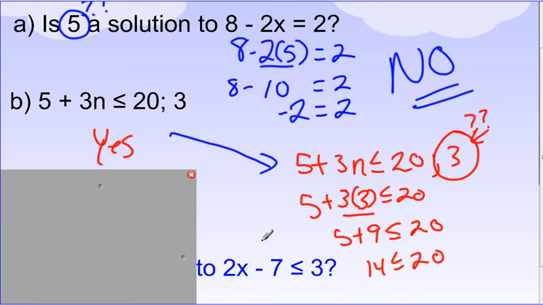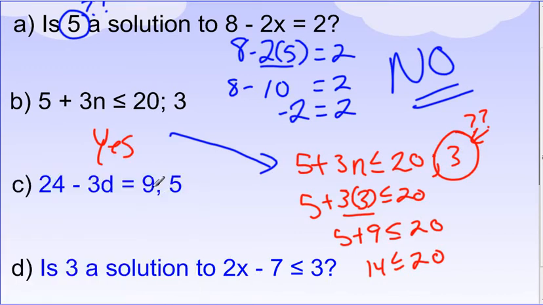So that is how you check an equation or an inequality. You plug the number you get in for the variable and see, do you get a true statement after you've done all the math? Okay? So I've done A and B. It's time for you to do C and D. There's C, there's D. Go ahead, pause the video, do those two on your own. When you're ready to continue, hit play, and we'll go through it together.